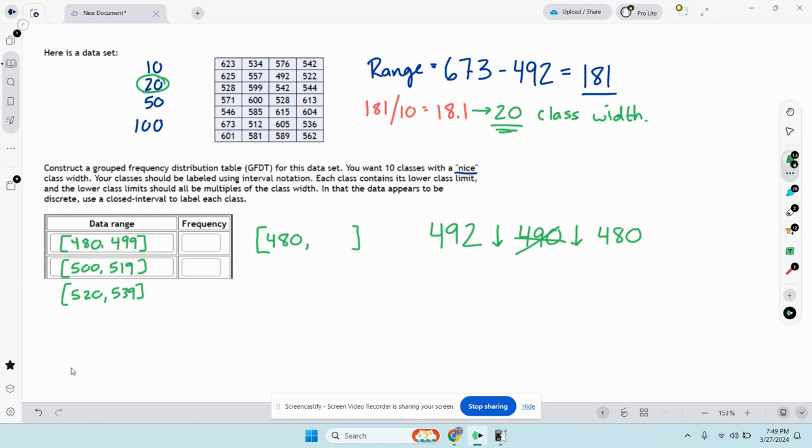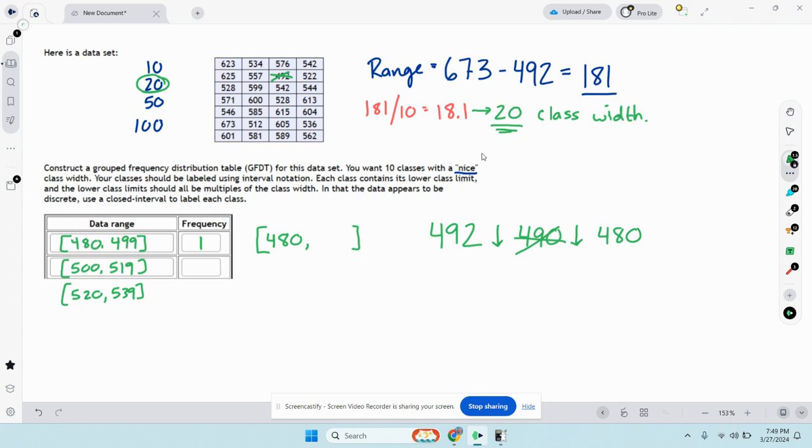Once you have all the intervals written out, then you have the luxury of going through and counting up all the data values that fall into each interval. And then I would probably cross them off once you count them. So for this first one, I think there's only one. That's just 492. And then you would go through 500 to 519 and so on and so forth.